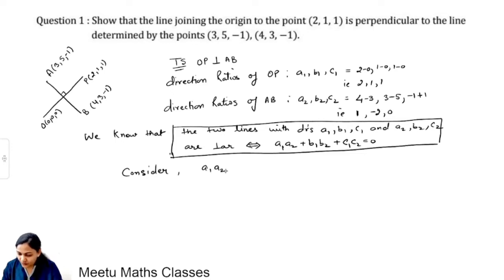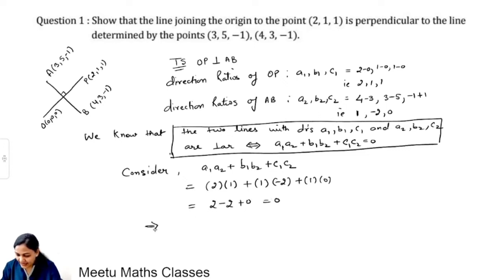So consider A1 A2 plus B1 B2 plus C1 C2, and that is equal to 2 into 1 plus 1 into minus 2 plus 1 into 0, and that is 2 minus 2 plus 0, that is 0. That implies the two lines are perpendicular, and this is what we are supposed to show.